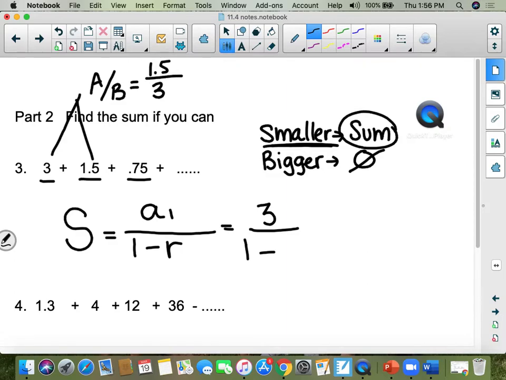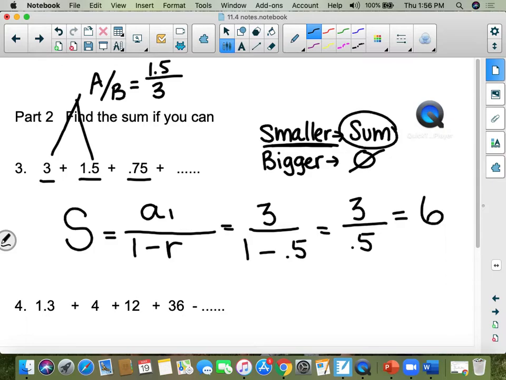1.5 divided by 3 is 0.5. I'm going to simplify the denominator. 3 divided by, what's 1 take away a half? 1 take away a half is 0.5. 3 divided by a half is 6. That's the sum of this infinite series.